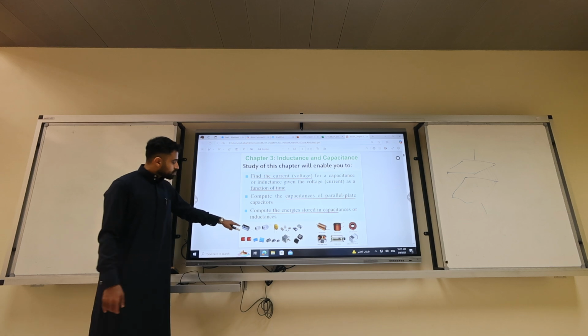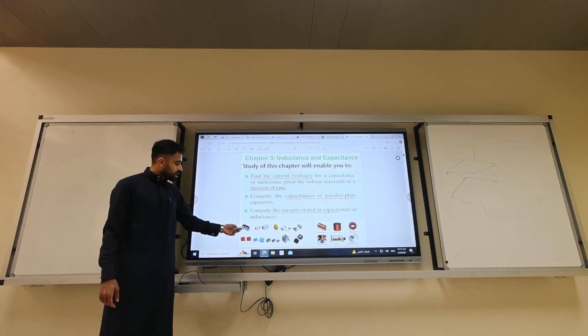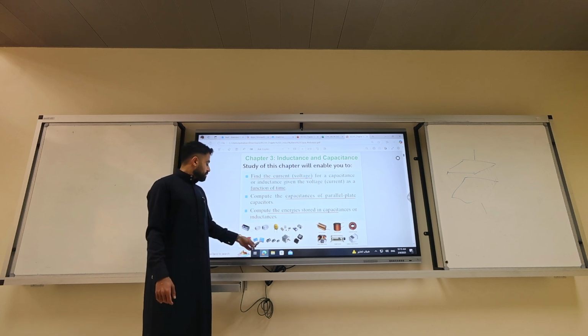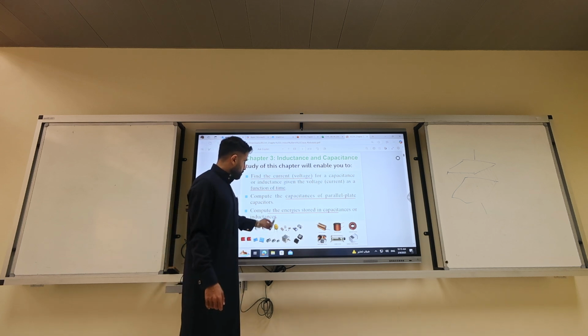So those are some shapes of the capacitor. This is cylindrical. This is cylindrical. This one is like lentils. These ones are square. So those are capacitors.